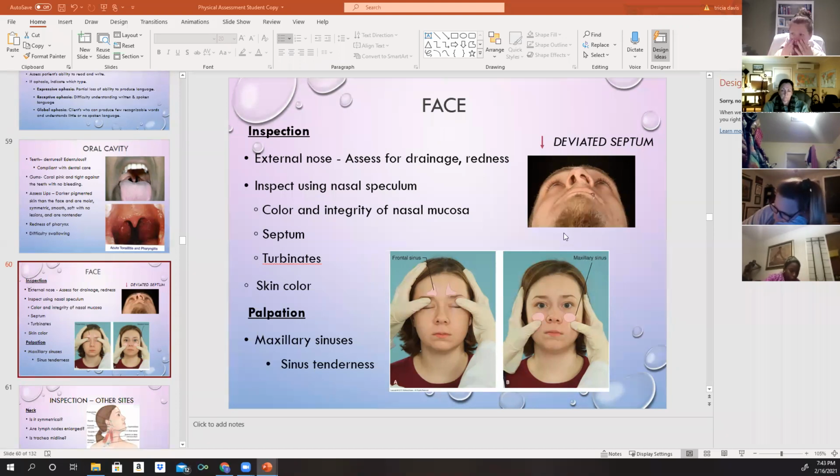So you want to palpate their sinuses. Your frontal sinuses are here, palpate the eyelids, palpate these maxillary sinuses here, see if there's any pain. You want to look for drainage, redness in the eyes, in the nose, in the mouth. Again, looking at that skin color, palpating those sinuses.